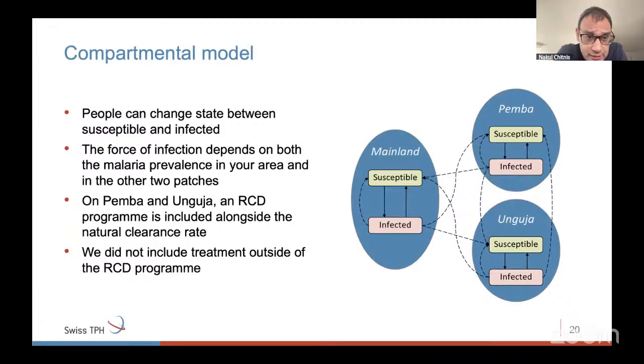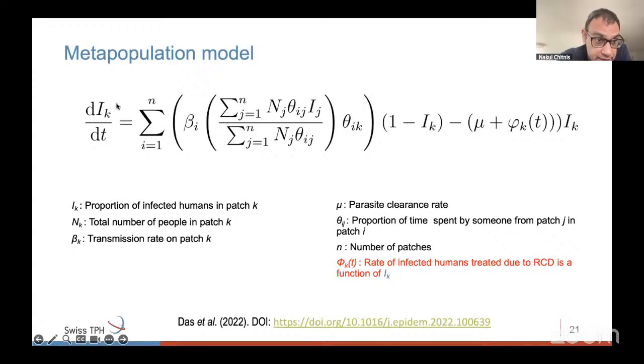We started with a simple compartmental model, so we just had an SIS model for transmission, but we had a metapopulation model where we had transmission in each of the two islands and the mainland with movement between them. And this is a model where K is either 1, 2, or 3, representing the two islands or the mainland.